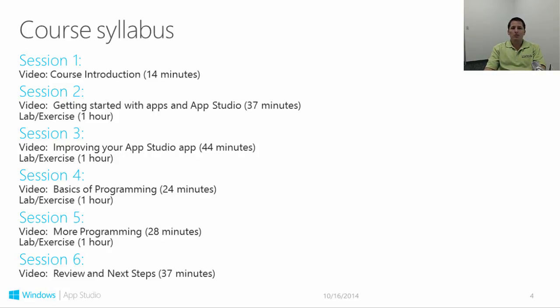Session 6 covers the basics of getting a Windows Phone app into the App Store. We will prepare an app for publication and take a look at the certification process. Finally, we will perform a quick review of the material we covered.